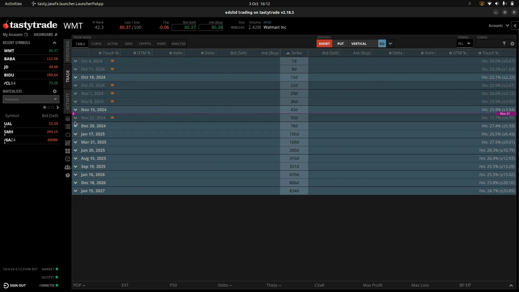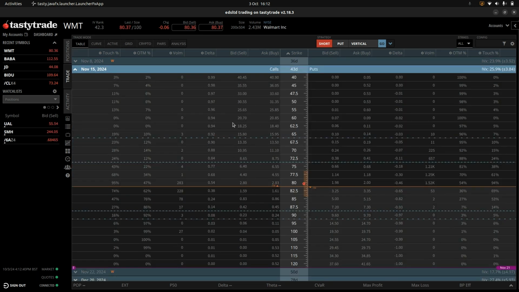As you can see here, earnings is on November 21st, which is just 6 days after the expiration of our contract. So as you can see, we've now opened up that expiration, and we can see the options chain here. And this orange horizontal bar shows you where price currently is with respect to the strikes. And this small vertical orange bar shows you the expected move of Walmart over the next 43 days.